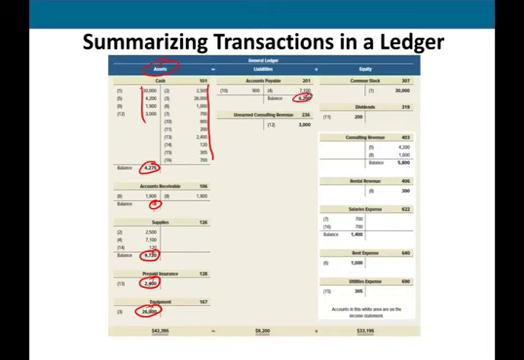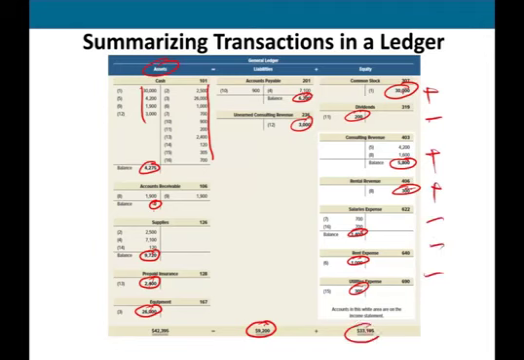Liabilities: accounts payable, $6,200 credit; unearned revenue, $3,000 credit. Total liabilities of $9,200. Common stock, a credit balance. Dividend, debit balance. Consulting revenue, $5,800 credit. Rental revenue, $300 credit. Salaries expense, $1,400 debit. Rent expense, $1,000 debit. Utilities expense, $350. If I add up common stock minus dividend plus revenues minus expenses, it will give me equity of $33,195. Liabilities plus equity should equal your assets.